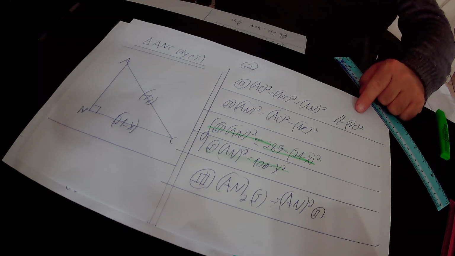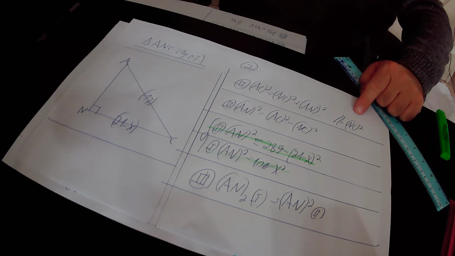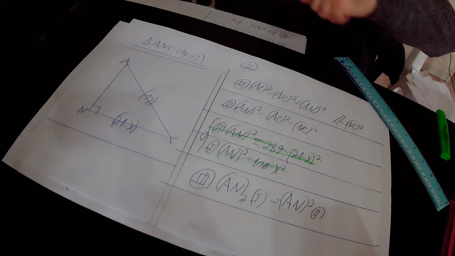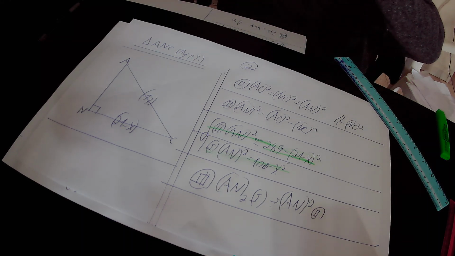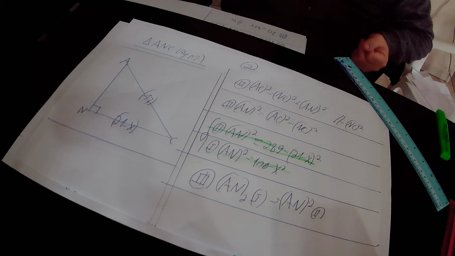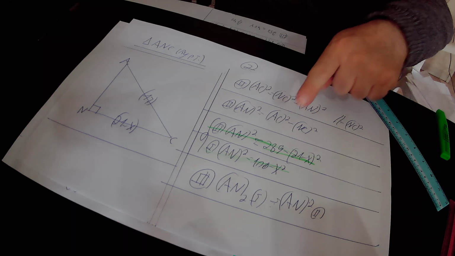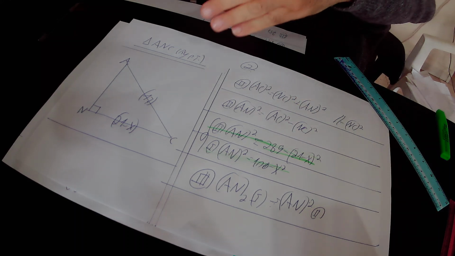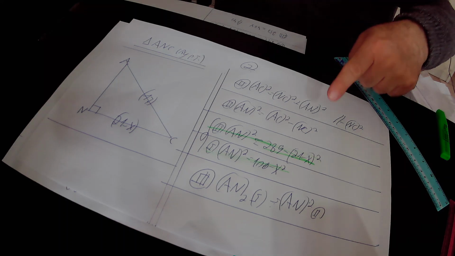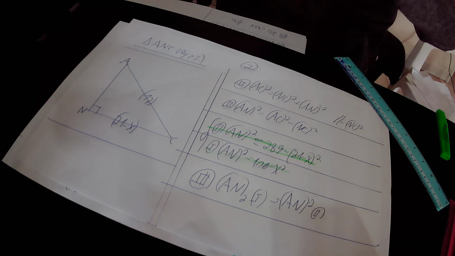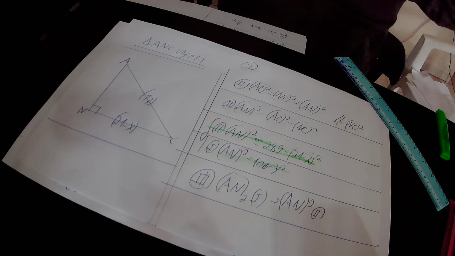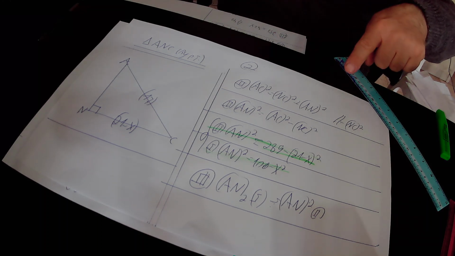Here we subtracted NC square from equation 2, and finally found out that AN square equals AC square minus NC square. So AN square equals AC square. AC is 17, therefore AC square is 17 squared, that is 289, minus NC square. NC is 21 minus x, therefore NC square is (21 minus x) square. So according to equation 2, we found out that AN square equals 289 minus (21 minus x) square.